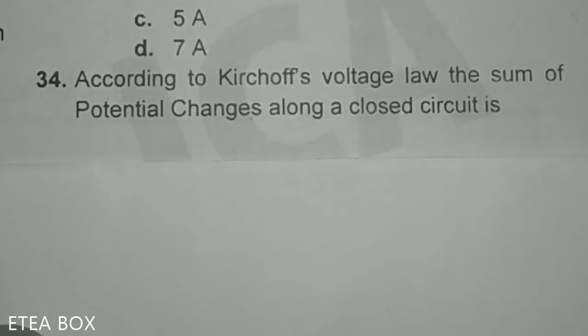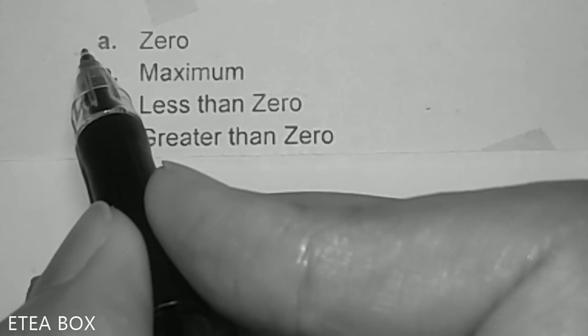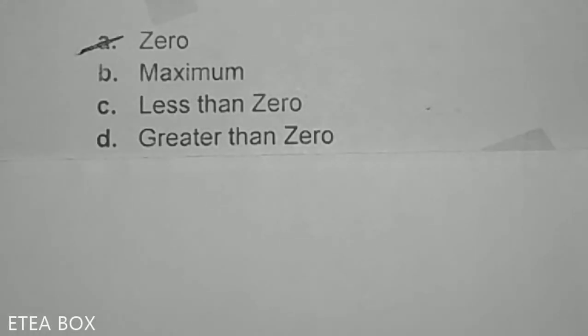According to Kirchhoff's voltage law, the sum of the potential changes across a closed circuit is, so option A here is 0, okay? The sum of voltage is equal to 0. That's why the Kirchhoff voltage law is also called the law of conservation of energy.